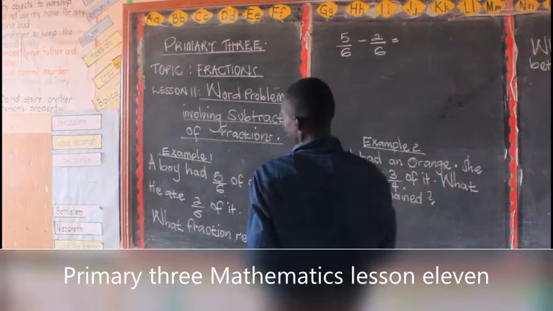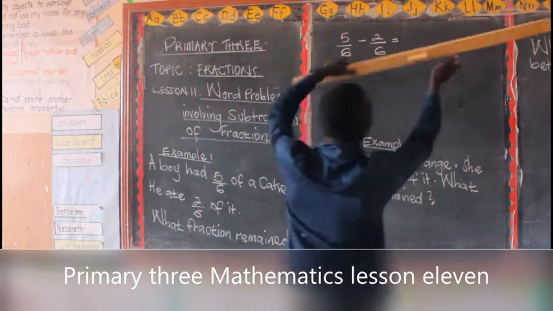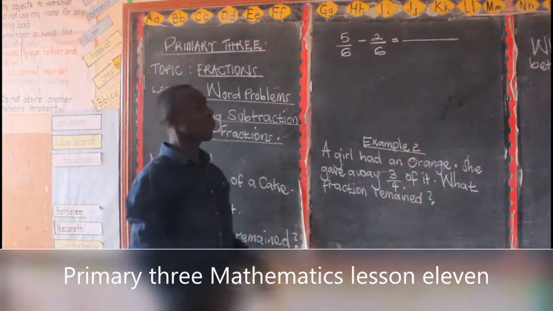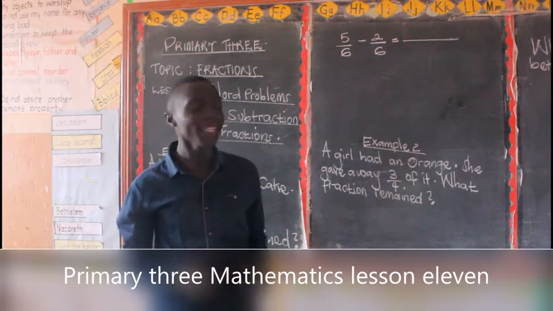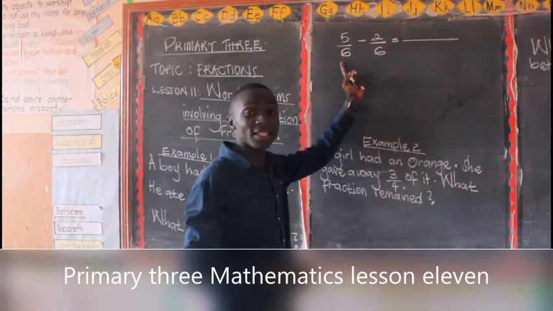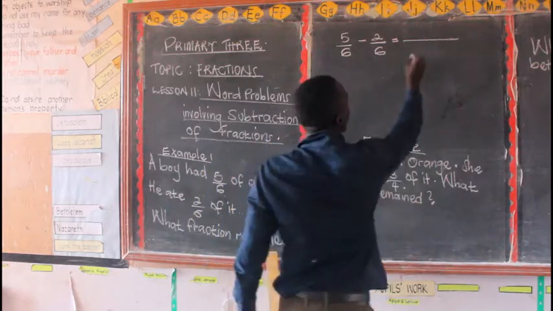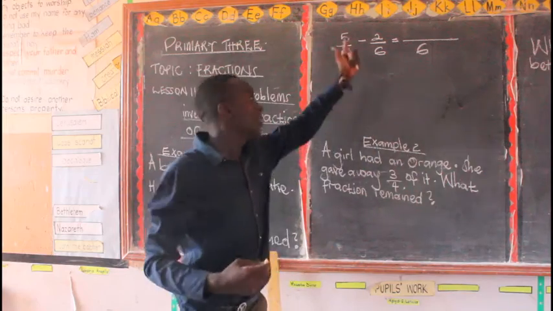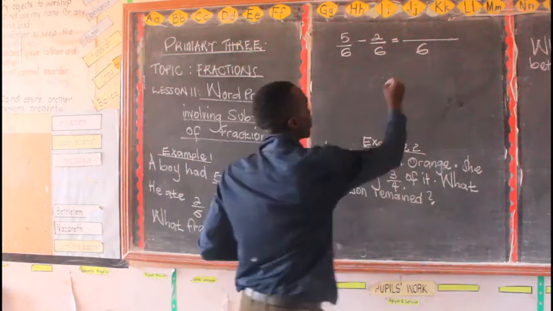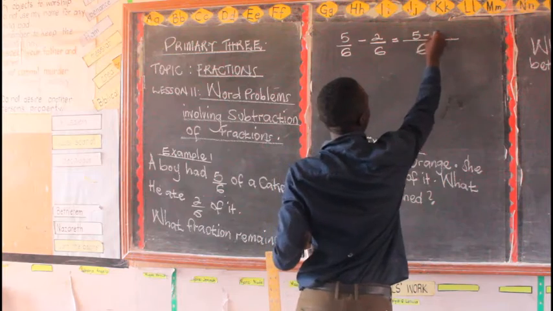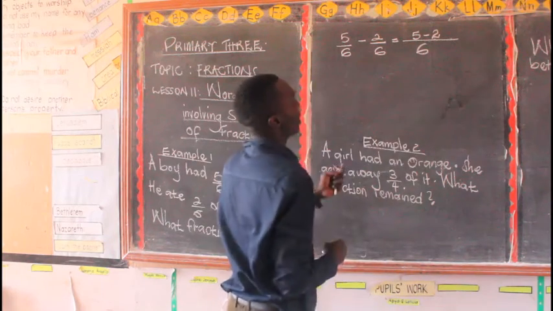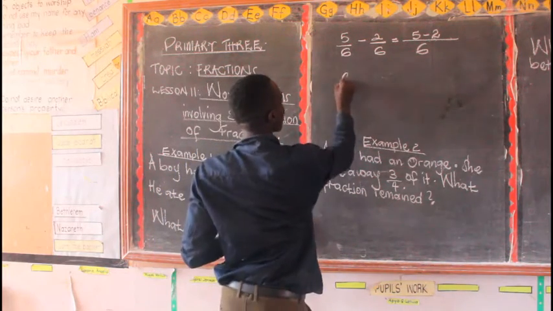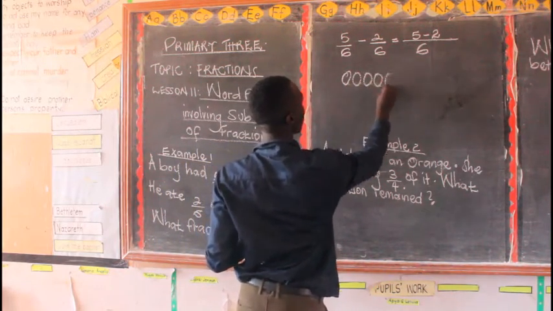What do you get? I told you when you reach there, you draw your line. After drawing your line, what is our common denominator, children? Since here we are having 6 and here we are having 6, our common denominator is 6. So let us subtract our numerators accordingly. This is 5 minus 2. When you subtract 5 minus 2, what do you get? Let us subtract. 1, 2, 3, 4, 5.